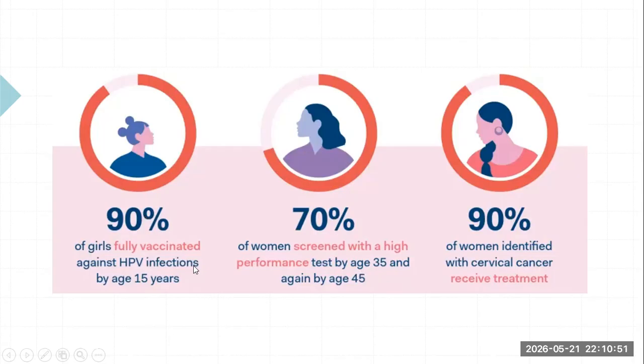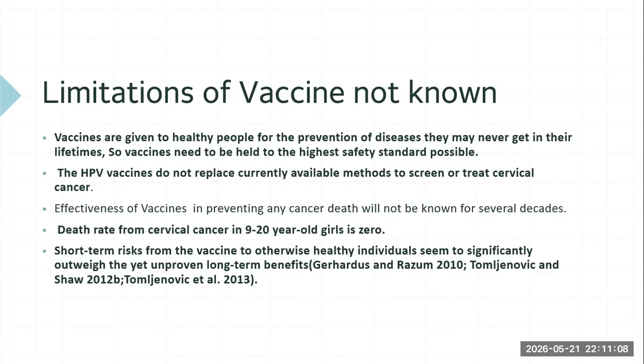Then 90, 70, 90, all of us very well know that 90% should be vaccinated, 70% should be screened. Rather, I would say 100% should be screened and no vaccination, and 100% treatment should be offered. These slides which I'm going to show are very, very dear to me because no one knows the limitations of the vaccine. Vaccines are given to healthy people for the prevention of diseases which they might never get in their lifetime. So vaccines need to be held to the highest safety standard possible.